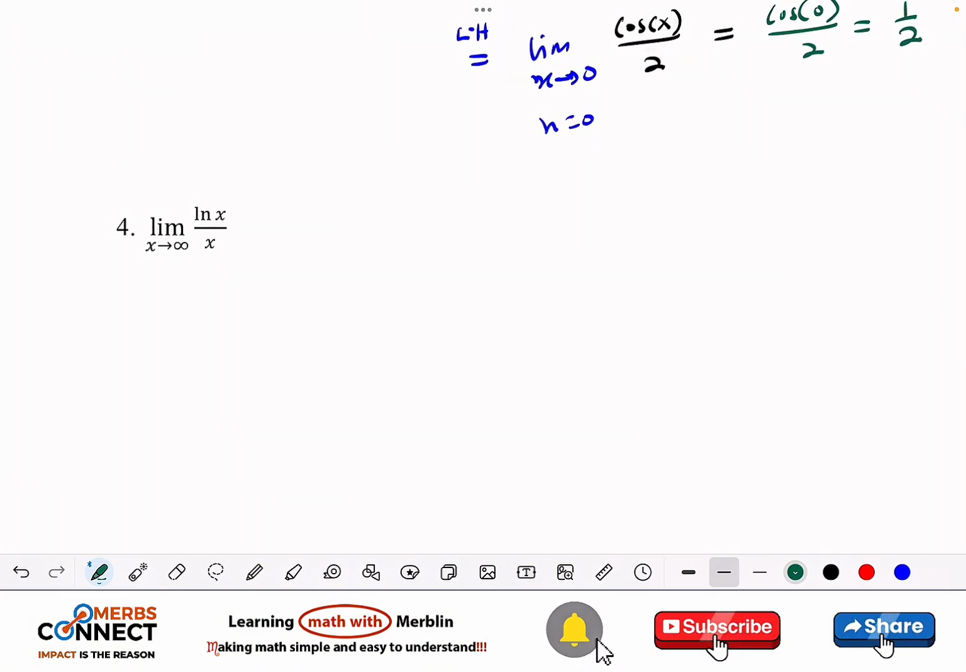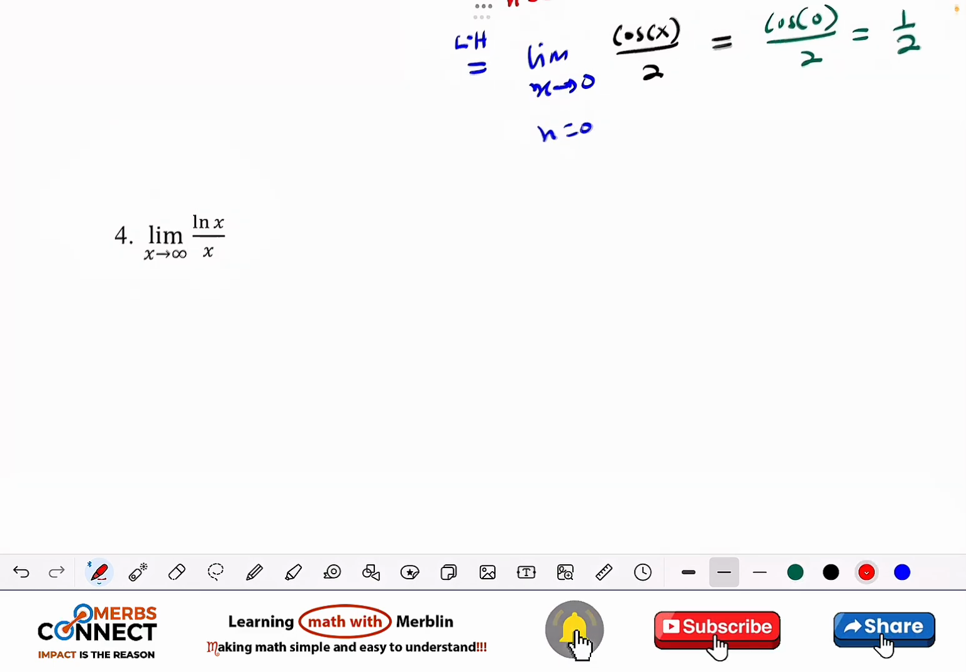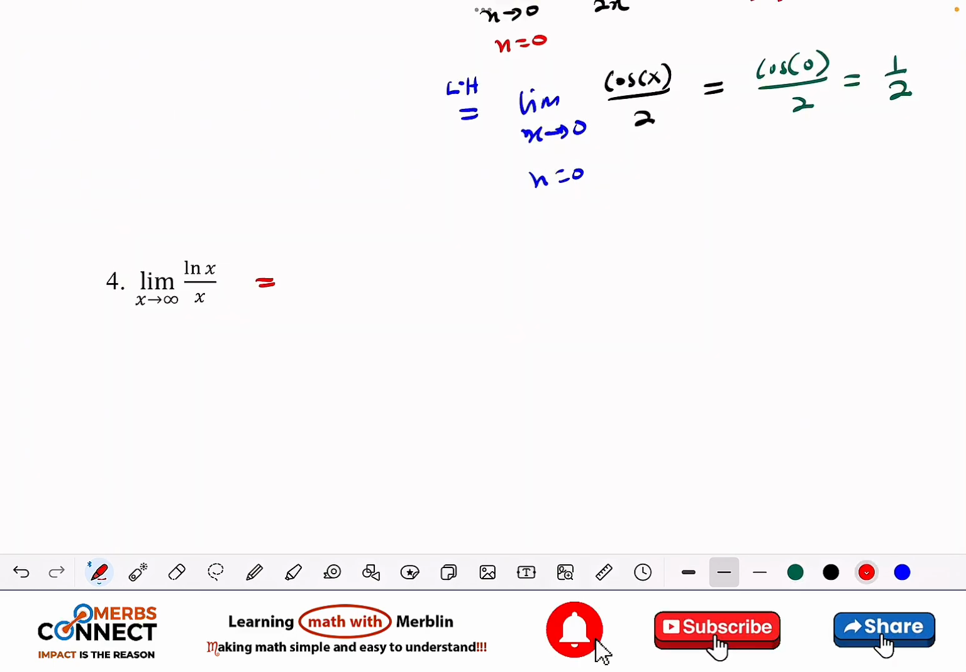Now let's look at this one here. This is kind of very nice. Plug in infinity and let's go. This is going to give us ln of infinity divided by infinity. Ln of infinity is going to give us infinity. So this is infinity over infinity, so we can also apply L'Hopital's rule again.